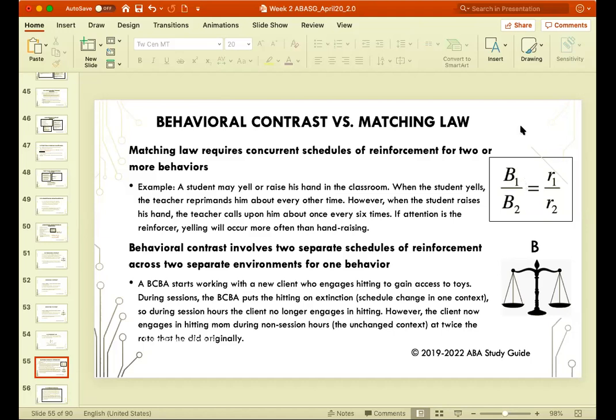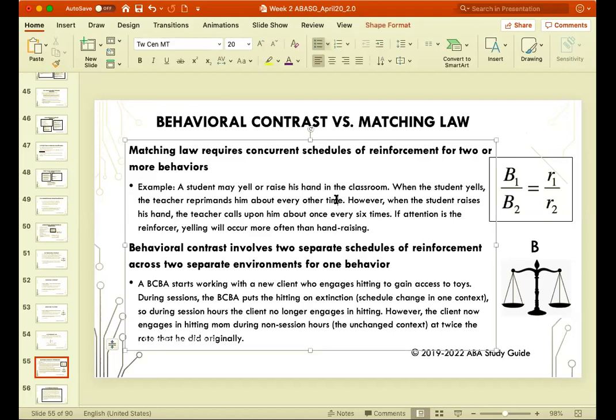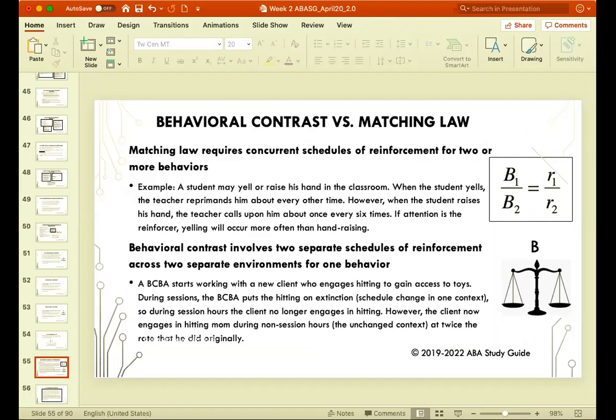So hopefully this helps as far as the 2. Just remember, matching law has to do with different behaviors. Behavioral contrast has to do with the one behavior and changes in environments or schedules of reinforcement.